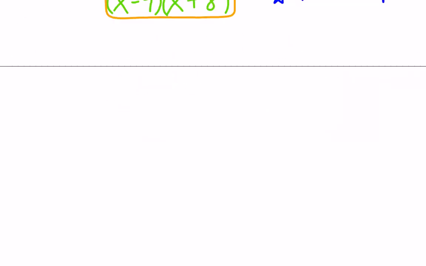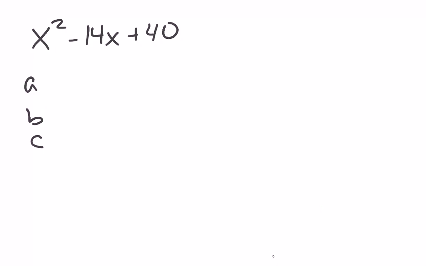All right, let me do one more because I just realized all of those problems had some sort of subtraction going on. So let's do this one. X squared minus 14x plus 40. So let's identify our A, B, and C. A is 1, B is negative 14, and C is 40.